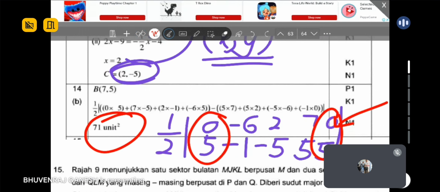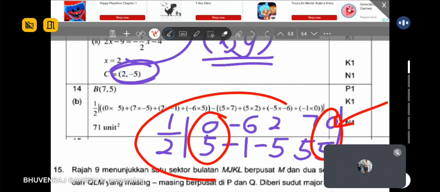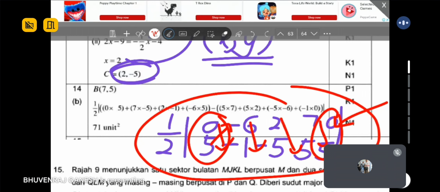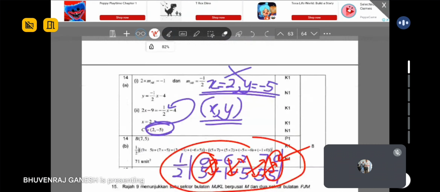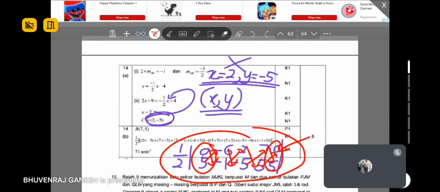Any problem to solve this, guys? You all know how to solve this one, right? Just cross, multiply all of these, then subtract. Multiply all of these. That's why it's called the shoelace method. Are you clear, guys? Any problem? Question 14. Easy? So no problem, we go to the last question.